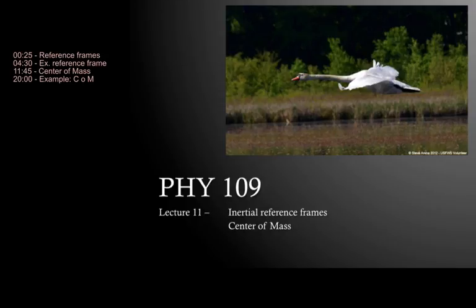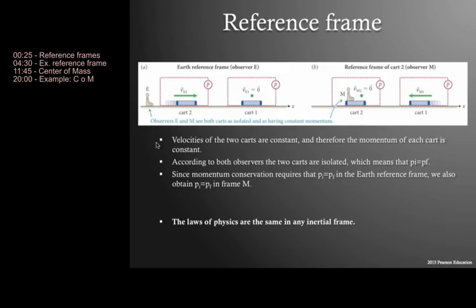Greetings everyone. We're going to be talking about inertial reference frames and center of mass. So here we have a picture of a mute swan flying over a nice quiet river. You can see that its neck is outstretched, but somehow it still remains balanced. We're going to talk a little bit about this in the second half of this lecture, talking about center of mass. First, let's talk about reference frames.